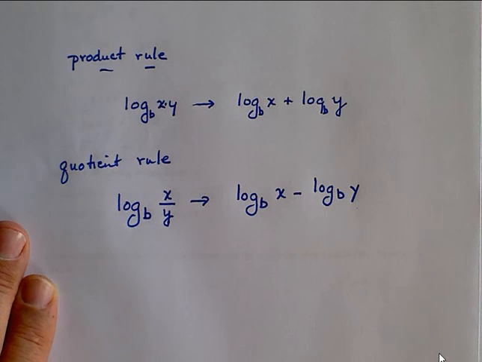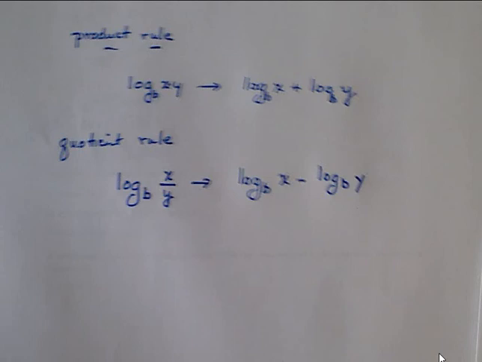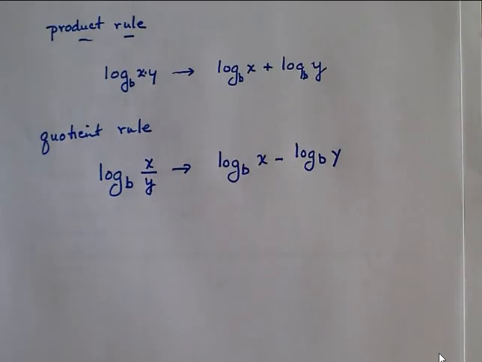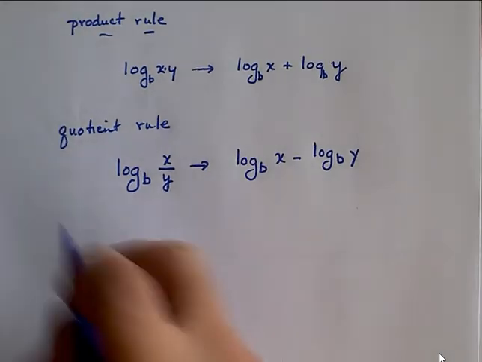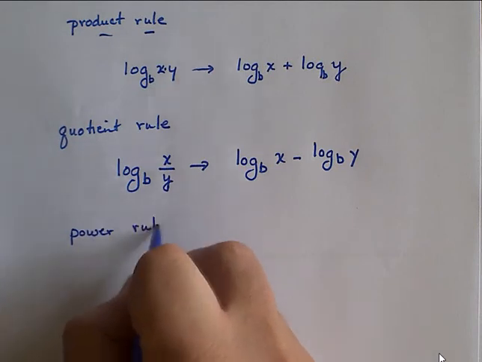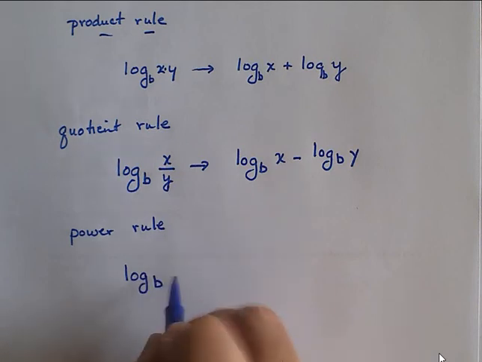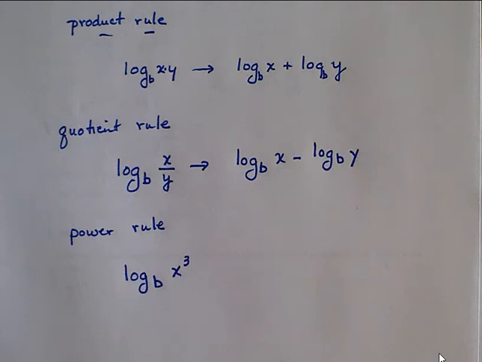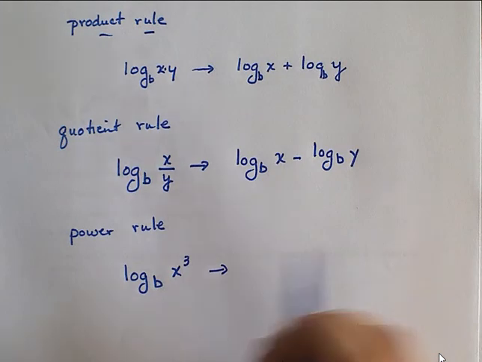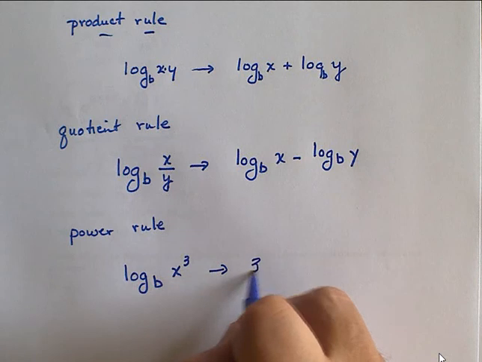The last one is called the power rule. And some of these will have a combination of rules. So the power rule says if you have a log and you have something raised to a power, we're allowed to write that as a product by taking the exponent off and bringing it out in front.